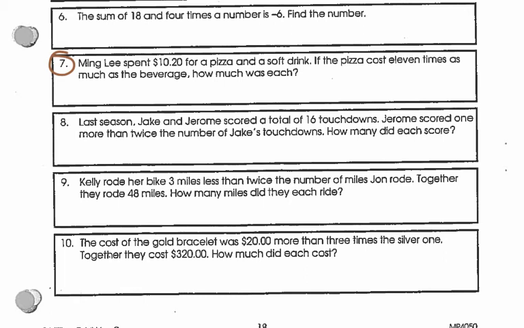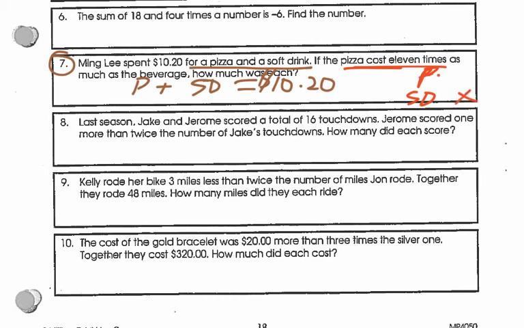So Ming Lee spent $10.20 for a pizza and a soft drink. So that would mean pizza plus soft drink, and this is where a separate sheet of paper is helpful, equals $10.20. If the pizza cost 11 times as much as the beverage or the soft drink, how much was each? Well, the pizza cost 11 times the beverage. So we know some information about the pizza, right? But we don't know anything about the soft drink. So since we don't know anything about it, the soft drink is going to be X. Therefore, if the pizza cost 11 times the soft drink, it's going to be 11X.